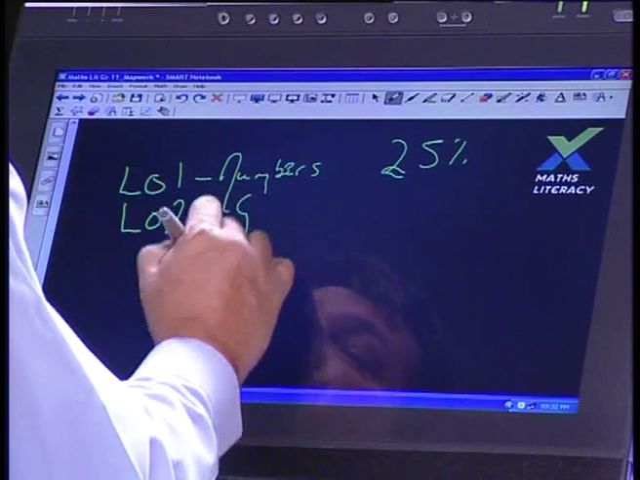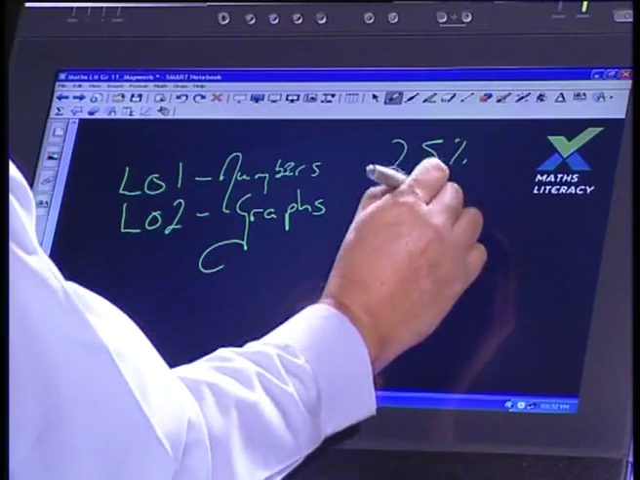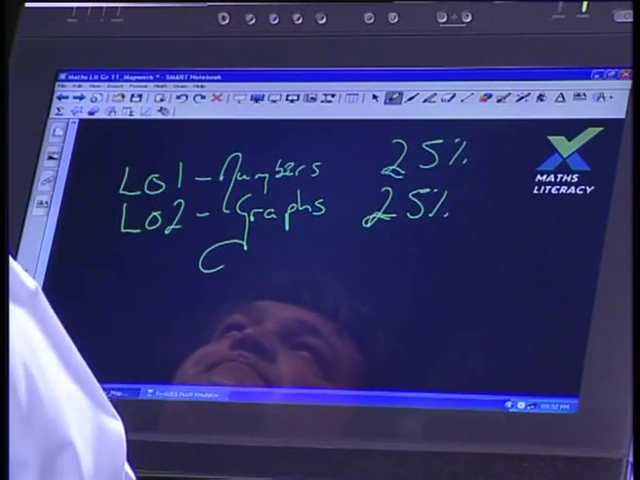The next is LO2. And in LO2, we look at things to do with graphs. So we look at straight lines, we look at where one line will cross another line, we look at all different real life situations with which we can draw a graph. Again, that'll count 25% of your final year mark.